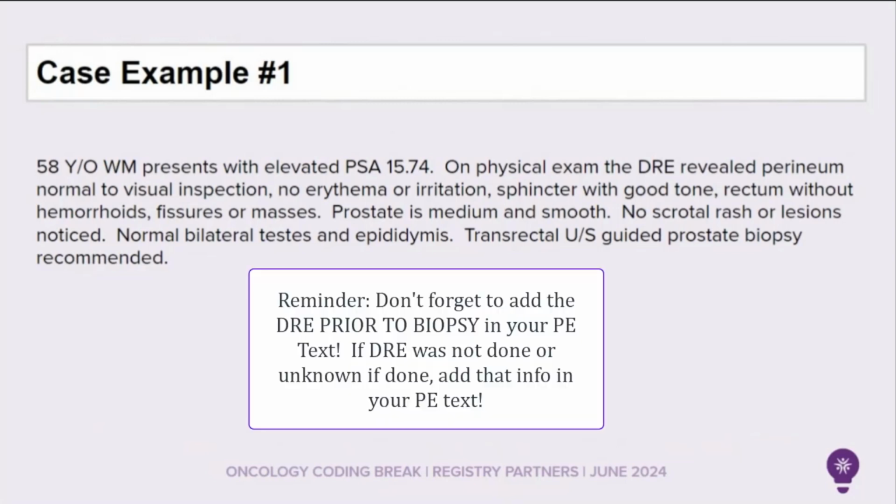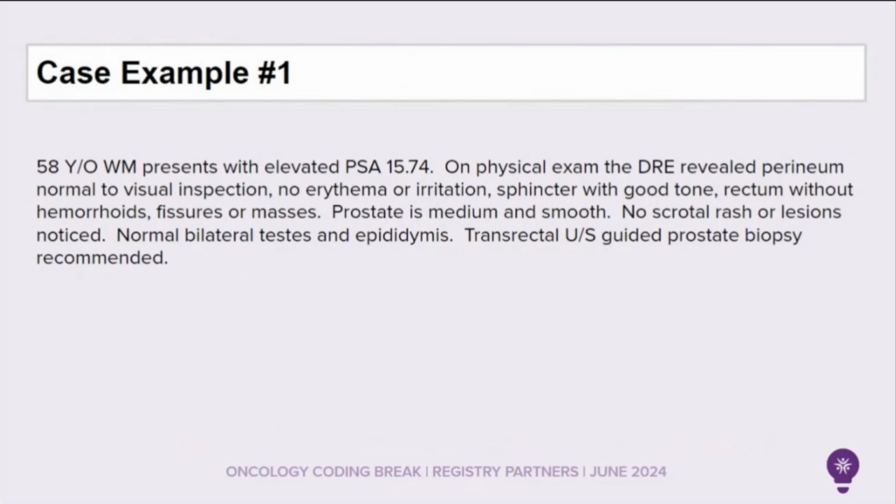Just as a reminder, it is important to document in your physical exam text the digital rectal exam findings prior to the prostate biopsy, or if a DRE wasn't performed or unknown if performed. At times, the DRE will be performed by the urologist prior to the prostate biopsy or at the time of the TRUS prostate biopsy encounter, so you do want to look for that information.